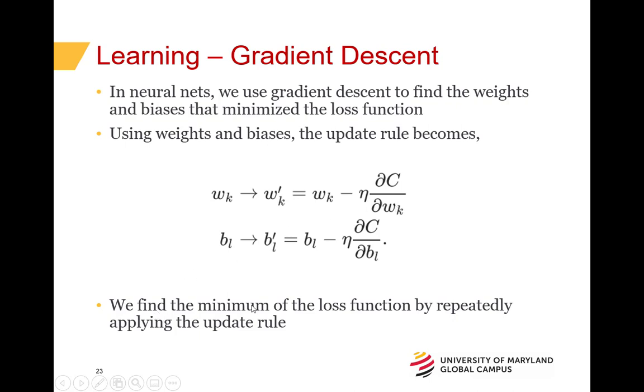So we find the minimum of the loss function by repeatedly applying the update rule. Gradient descent is what allows us to find the optimal values of the parameters, the weights and the biases. That's why, for the reason I explained earlier, we don't apply an analytical function, because it's not trivial to determine the optimal weights and optimal biases that way. So this is the way we do it.